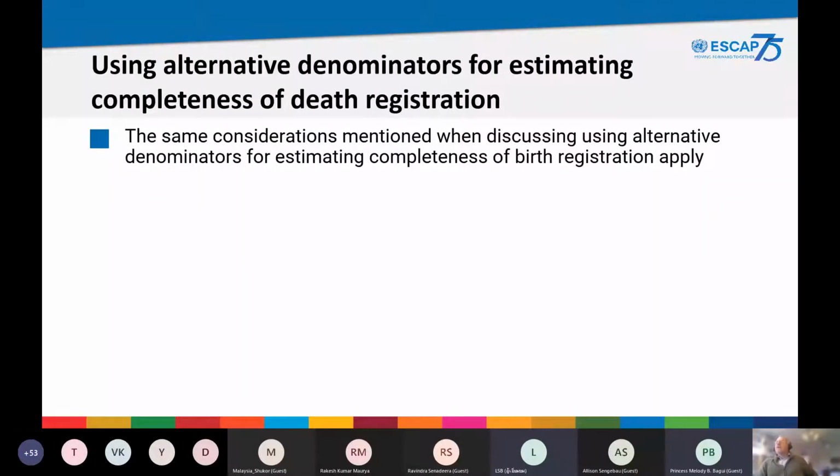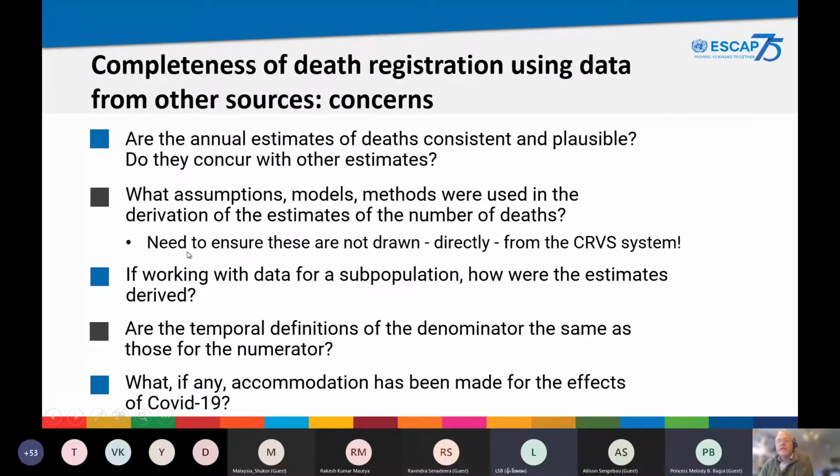When one's talking about using alternative denominators for estimating completeness of death registration, exactly the same considerations which were mentioned when discussing alternative denominators for estimating completeness of birth registration apply. And so we're just going to quickly step through those again to make sure that you're reminded of the kinds of concerns which we might have about data from other sources, and the kind of questions which you should be asking about these sources.